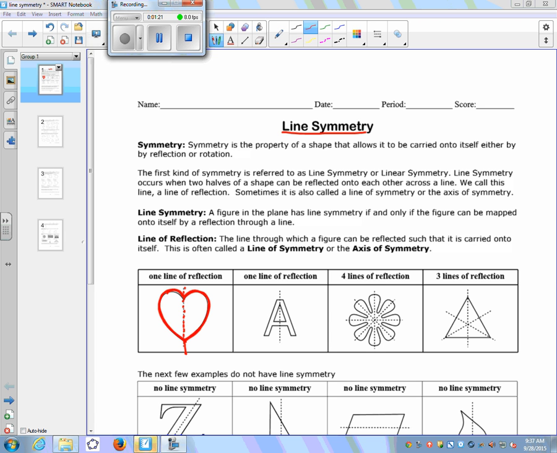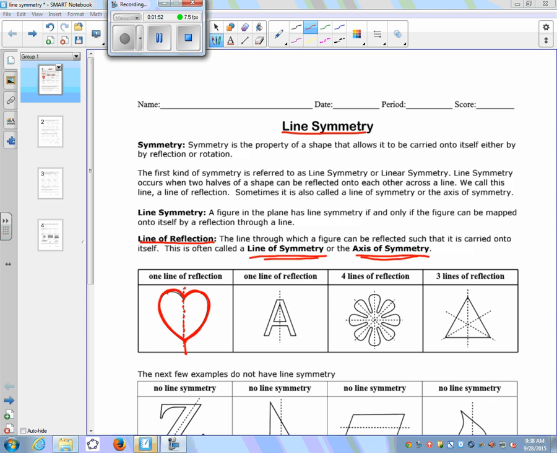Okay? A figure in the plane has line symmetry if and only if the figure can be mapped onto itself by a reflection through a line that goes through the figure. Okay, that line of reflection or line of symmetry or the axis of symmetry, all those terms refer to that fold line in each of these instances. Now, a heart only has one line of symmetry or axis of symmetry. You can use both terms there.